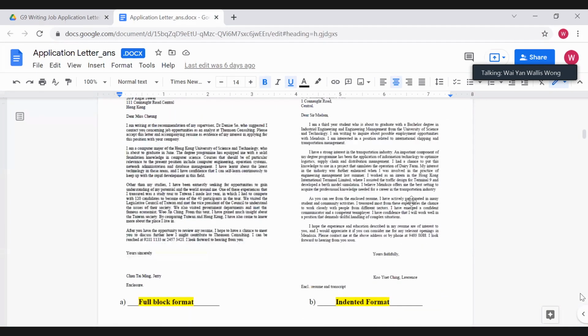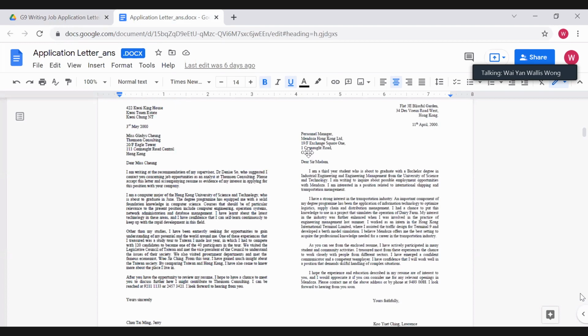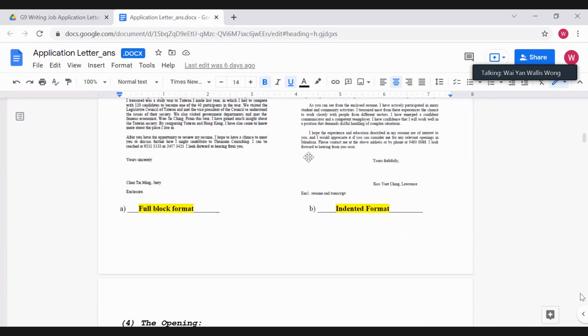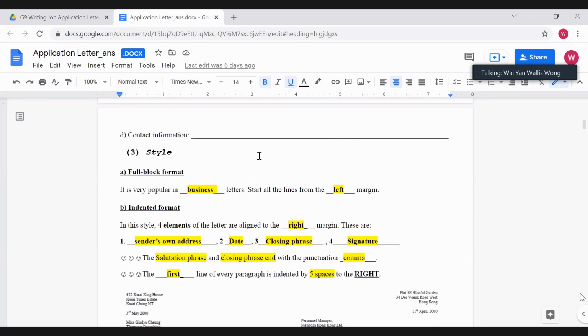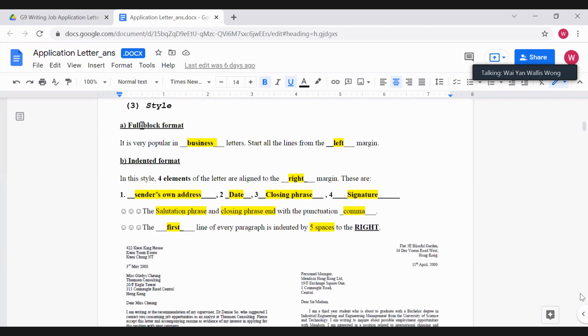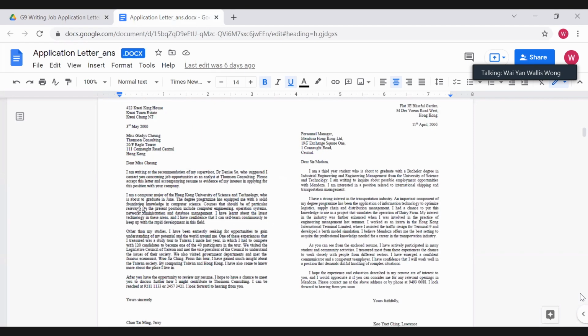Previously we looked at the full block format and the indented format. Tomorrow in the lesson, you need to do the in-class application letter writing, and I will only give you 1 hour. So today the homework will be the preparation. Make sure you have all the notes. It's a business letter. If you choose to use full block, then you put everything aligned on your left-hand side, just like this one.